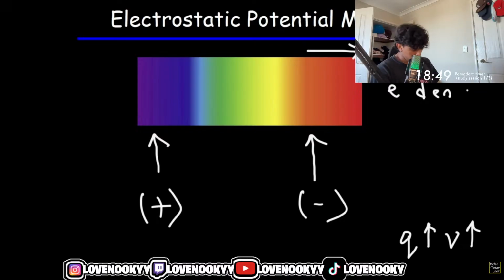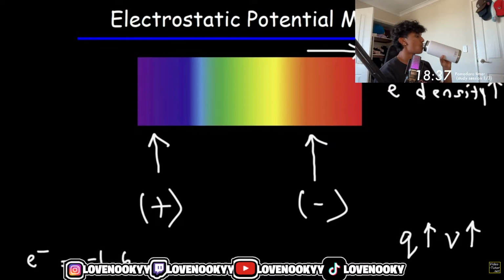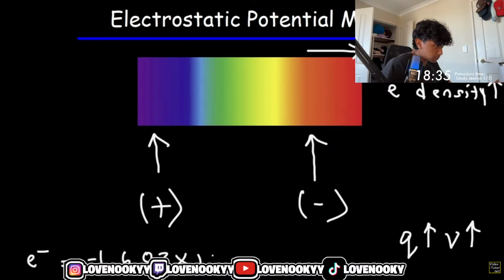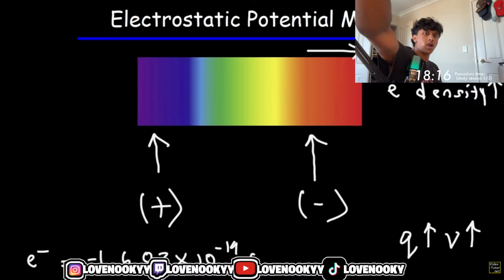So the electron density increases as you move to the right. The more electrons that you have in an area, the greater the charge. Keep in mind, each electron has a charge of negative 1.602 times 10 to the negative 19 coulombs. So if you have 2 electrons, the charge will be negative 3.2 times 10 to the negative 19 coulombs. So the more electrons that you have in a region, the greater the charge. And as the charge increases, the electric potential increases.